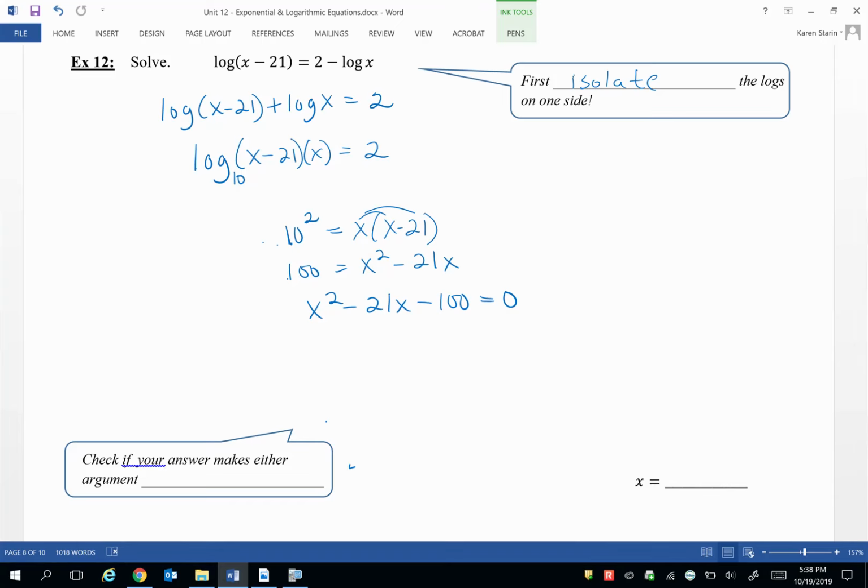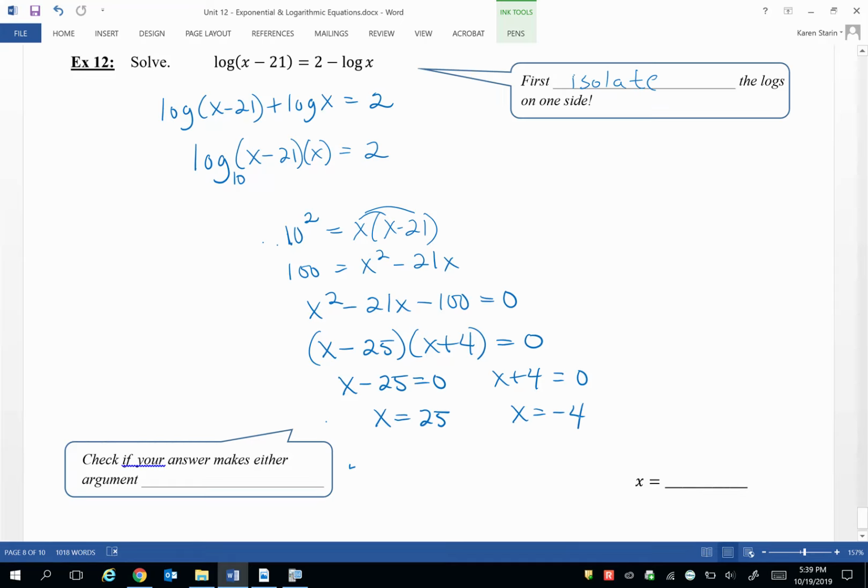Now we're going to factor this. So I need factors of negative 100 whose sum is negative 21, and nicely that's x minus 25 times x plus 4, because negative 25 times positive 4 is negative 100, and negative 25 plus 4 is negative 21. So the zero product property says if something times something else equals 0, one of those two things must be equal to 0, or possibly both. So either x is equal to 25 or x is equal to negative 4.